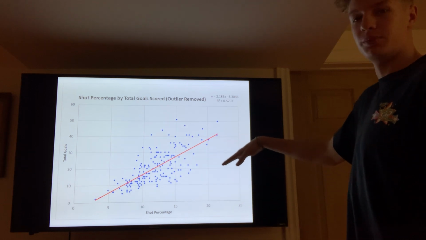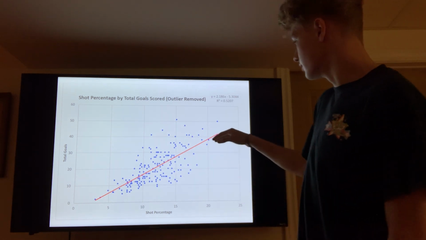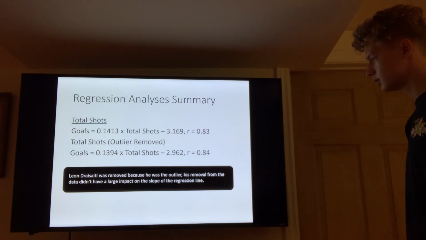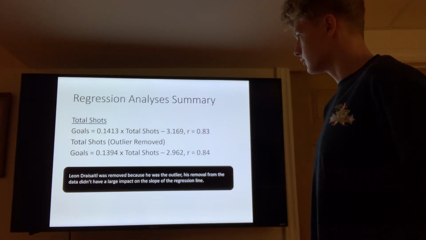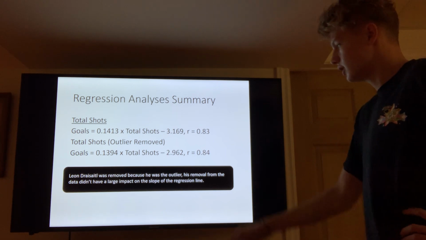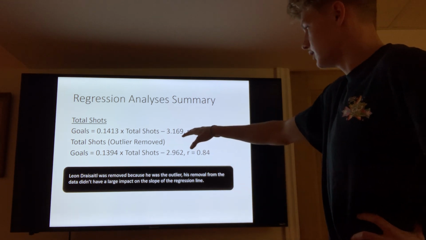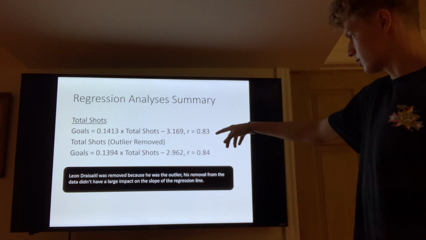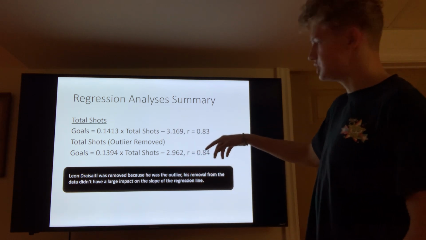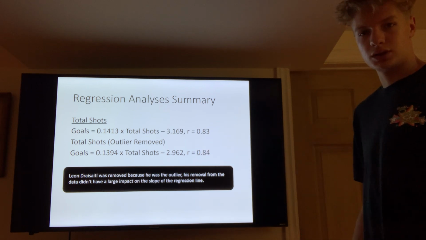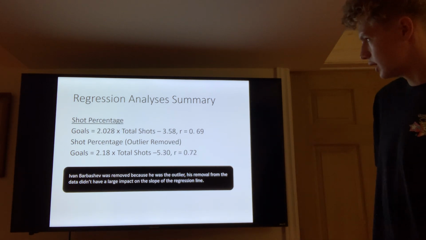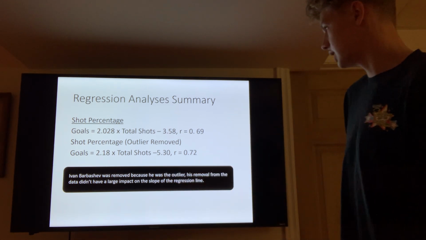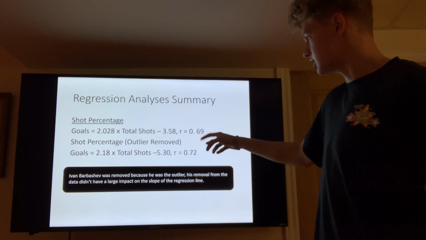Okay, then here's with Barbashev removed. The line's better fitting and the R is again higher. So the correlation's higher. Regression analysis summary. So this is our data with Draisaitl in and with him removed. This is just a comparison. It doesn't really change the correlation very much. And then here's the regression analysis summary without Barbashev for our shot percentage. And again, it doesn't really change it too much.